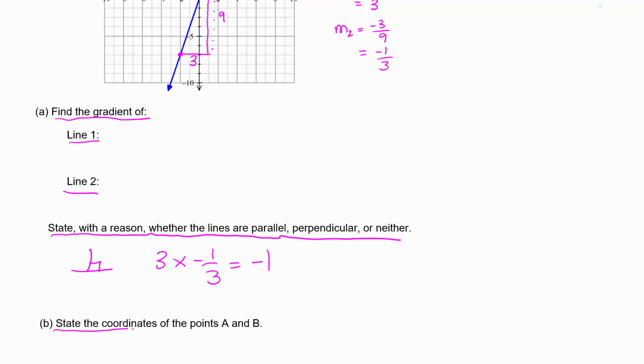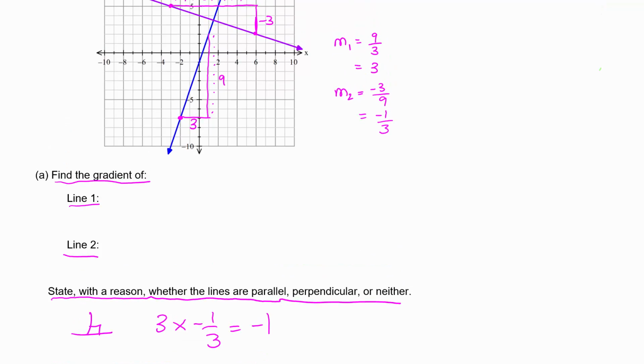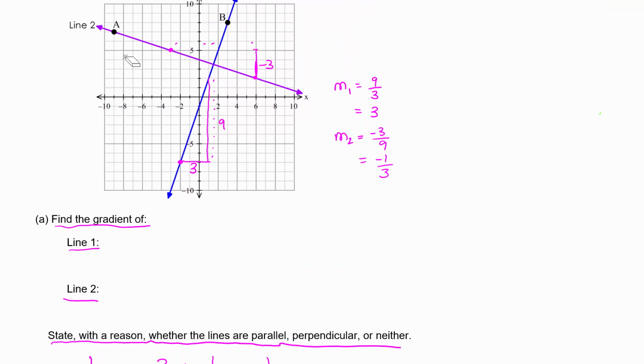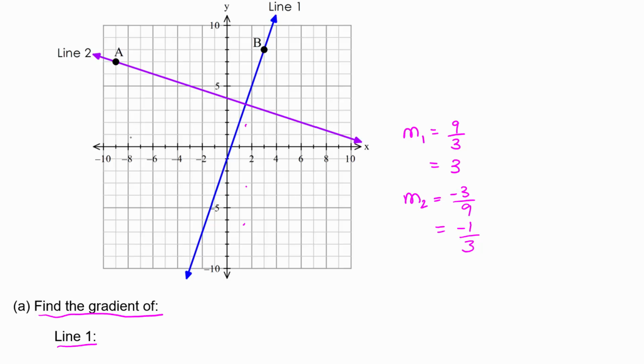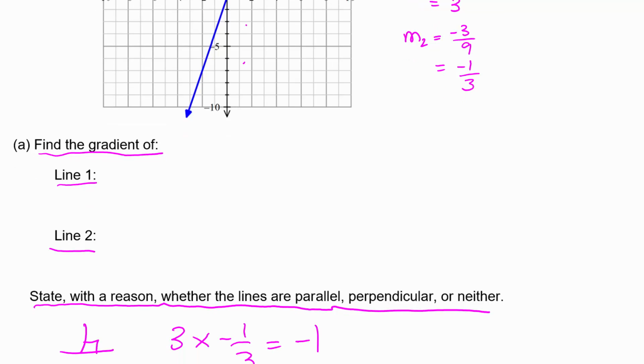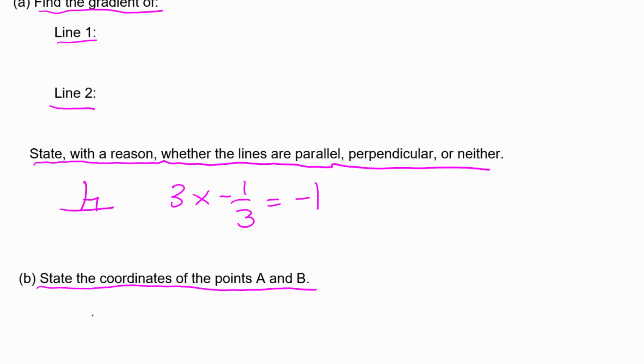Now the next thing is to state the coordinates of points A and B. So let's just clear everything off the graph. And we'll zoom up again. And I can see that A is at -9, 7. So A is -9, 7.